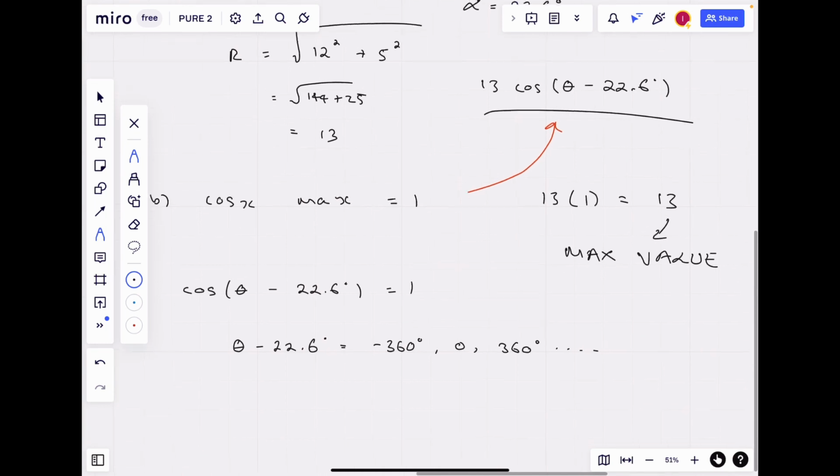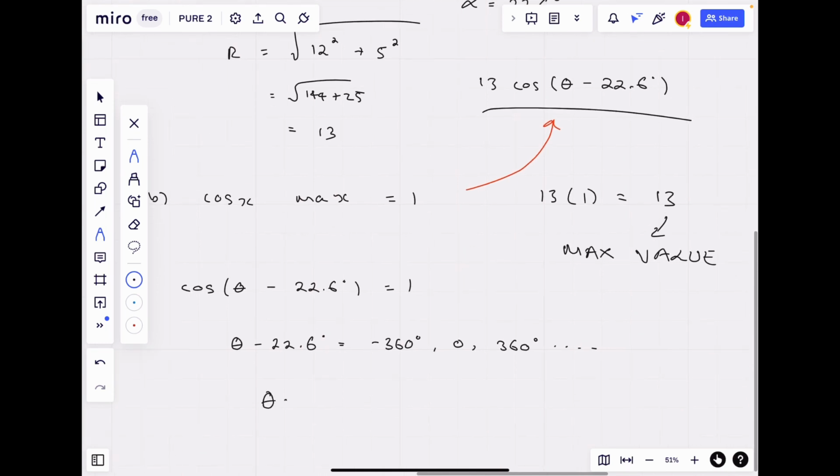Now, you want theta. You don't want theta minus 22.6. So when you solve, you get 22.6 degrees. You get 360 plus 22.6, 382.6, and so on. Or you can have some sort of negative value here. The minimum value, though, would be this. That's the smallest possible value. Oh, okay, that was a lot. Hope it made sense, though.